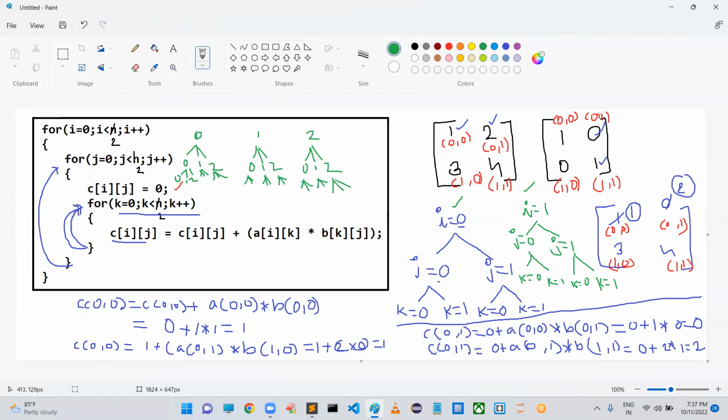Okay. So if you want to get one element, sir, how many iterations you have to make? So first row into first column, three elements will be there. These three elements will be multiplied with these elements. This is nothing but how practically this matrix multiplication program is working.